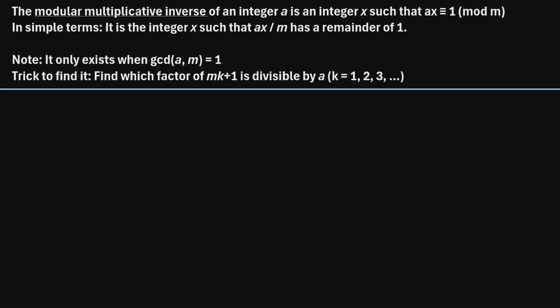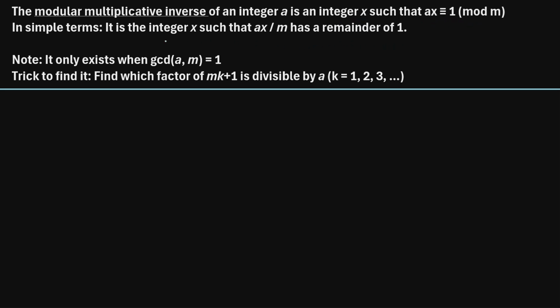In this video, we will talk about how to find the modular multiplicative inverse of a number. So here's the formal definition. We say that the modular multiplicative inverse of an integer a is an integer x such that a times x is congruent to 1 mod m.